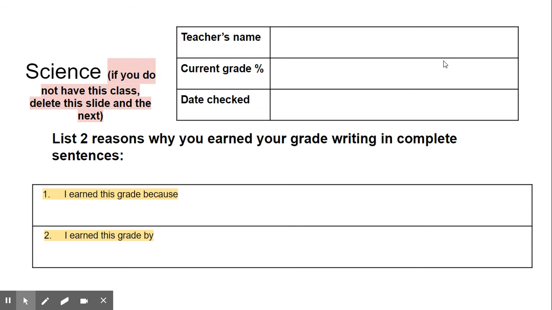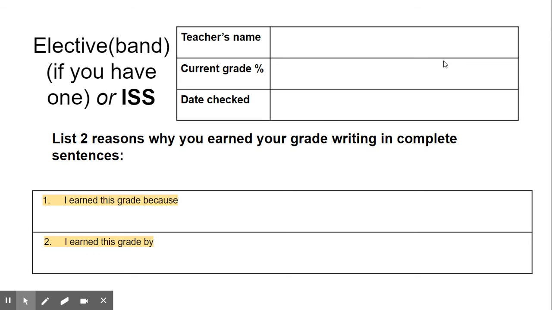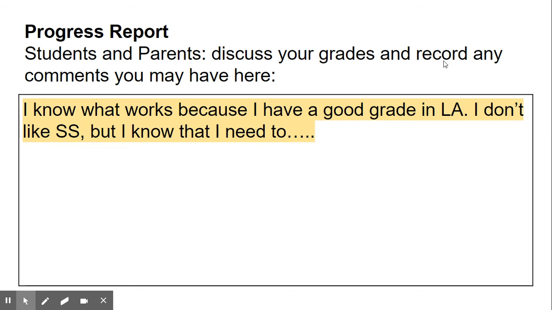So it's the same process, same deal with science. If they don't have it, it should be deleted. They won't share it with you. PE, elective. And then you're going to get to this point where it's the progress report. And so I'd say, okay, Mom, not super happy with my social studies grade. I know that you're disappointed in me, and I know that I didn't tell you the truth about finishing these things.